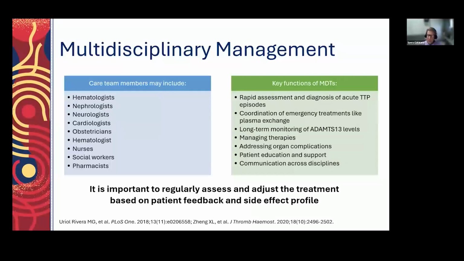Obviously, you want to rapidly recognize acute TTP episodes, but what really is more important is the long-term monitoring of the ADAMTS13 activity and the patient's symptoms and status. So managing their treatment, assessing their organ complications, their risk for future complications, and really amongst all the providers trying to convey to the patient the importance of trying to prevent some of these long-term complications with the therapies we have available today.